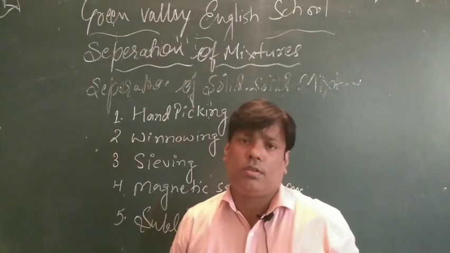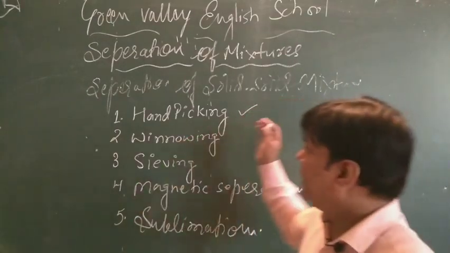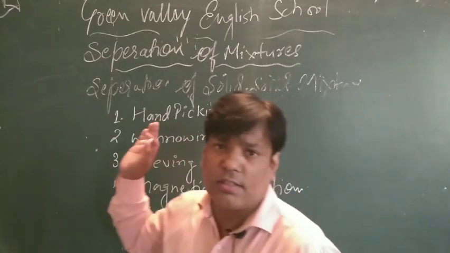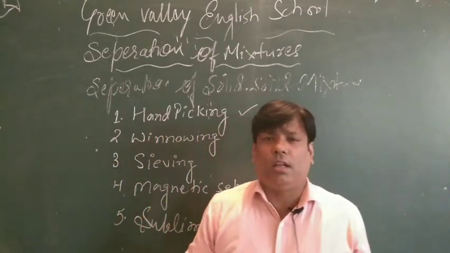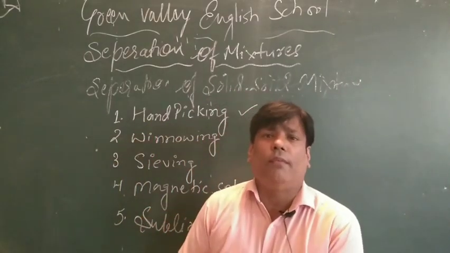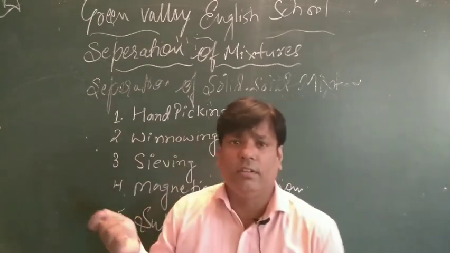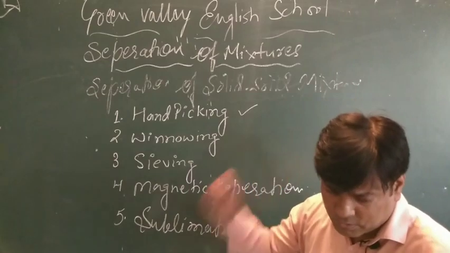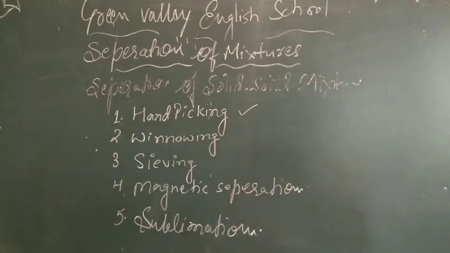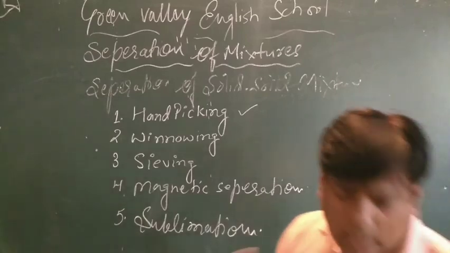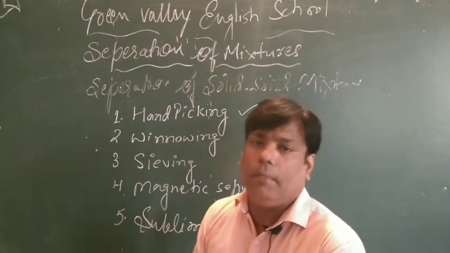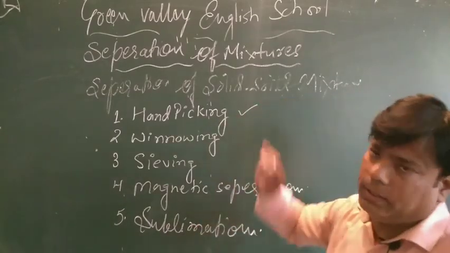Hand picking is a process you see in your home. When pebbles are picked out of rice, that is called hand picking. So hand picking is the method of separating visible undesirable substances from the mixture.